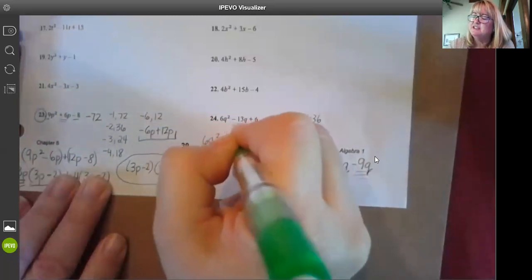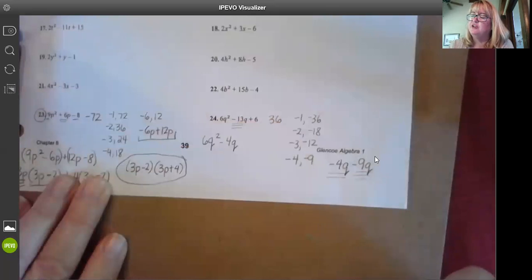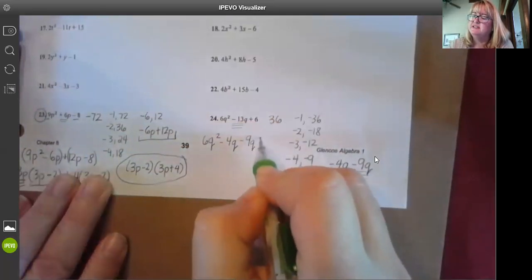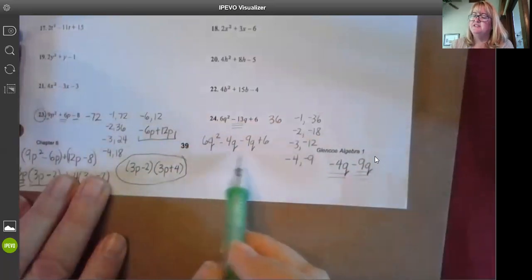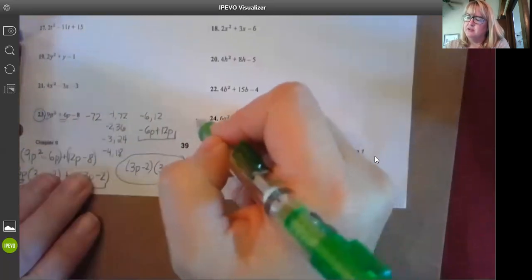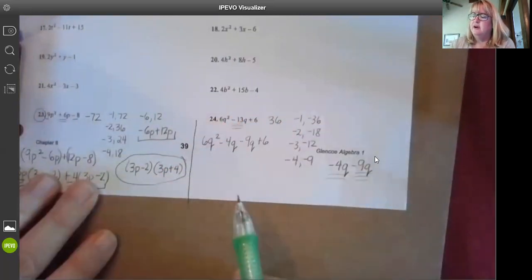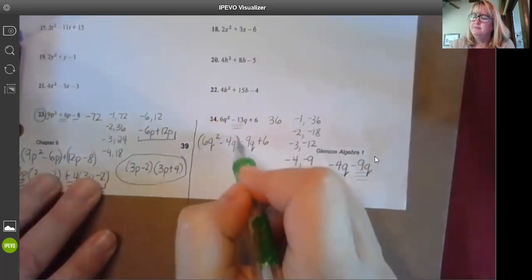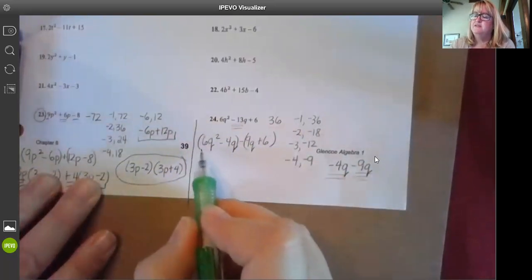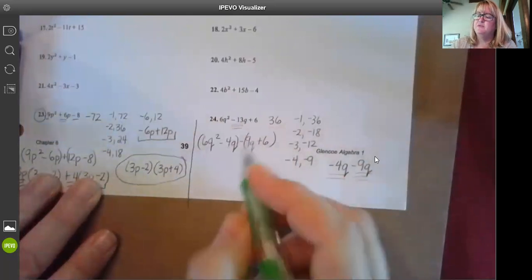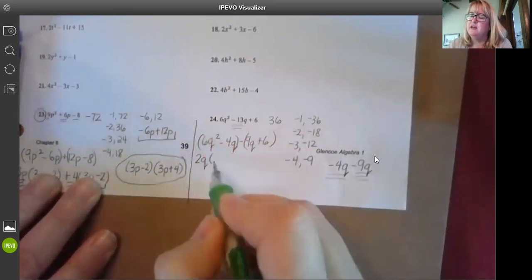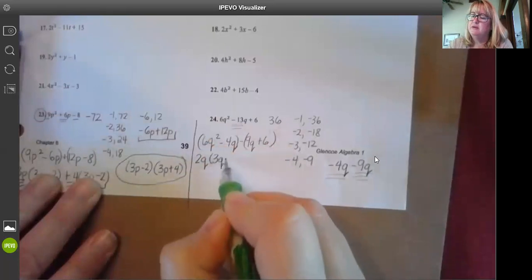So just pick one and let's go with it. -4q minus 9q plus 6. All right, so I've substituted that for -13q. I'm going to draw a line. All right, group them. What can I factor out of 6q squared minus 4q? I can factor out a 2q. And if you were to do that, you would have 3q minus 2.